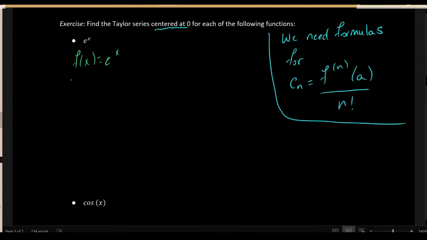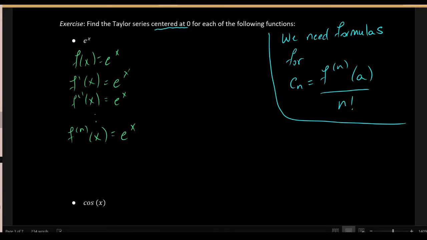Of course, e to the x, if you take the derivative, you just get e to the x. And the same thing if you take the second derivative and the third derivative and so on. If you take the derivative of e to the x, however many times, you're still just going to get e to the x. And so if I plug in the center, in this particular problem, if I plug in a equals 0, then the nth derivative, evaluated at 0, is going to be e to the power 0, is going to be 1.